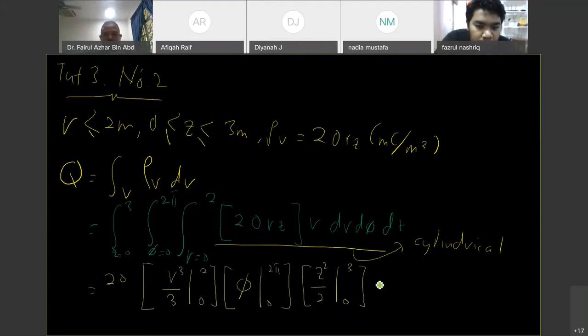So how much did you get if you solve this one? 20, 2 power of 3 divided by 3, multiplied by 2 pi, multiplied by 3 power of 2 divided by 2. So how much did we get here?